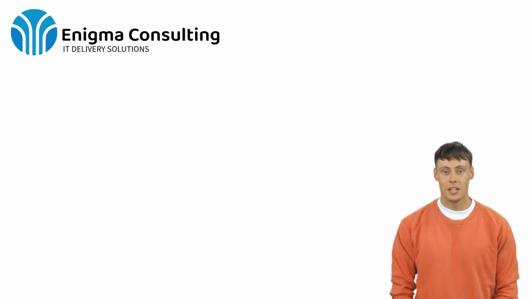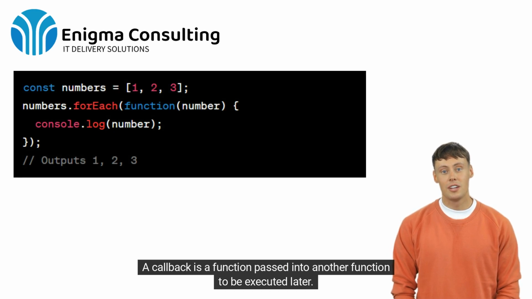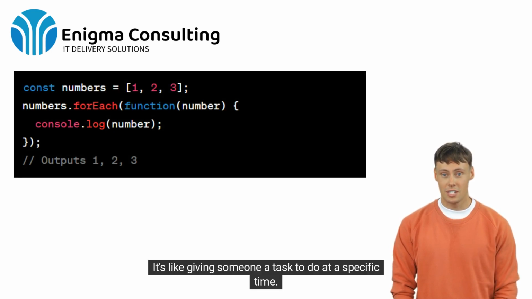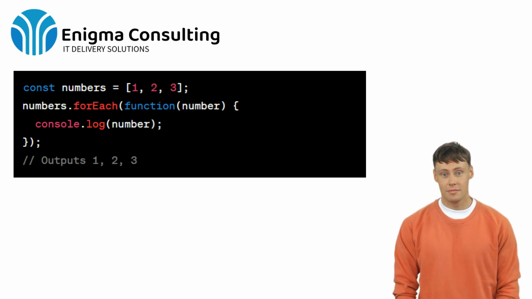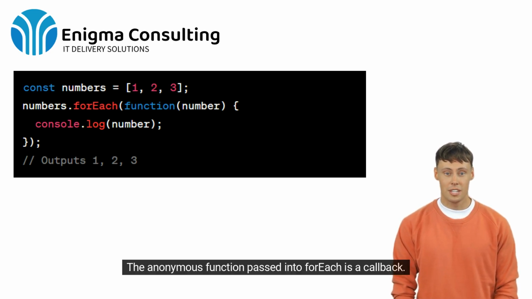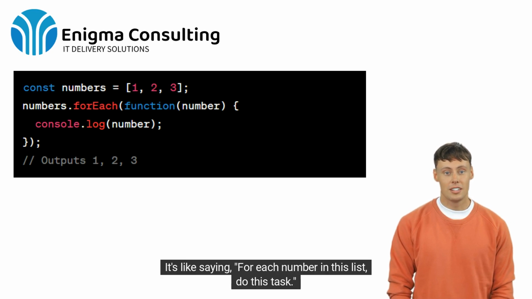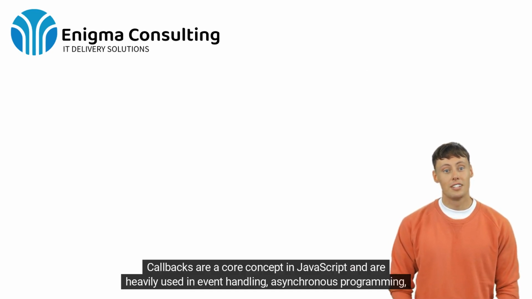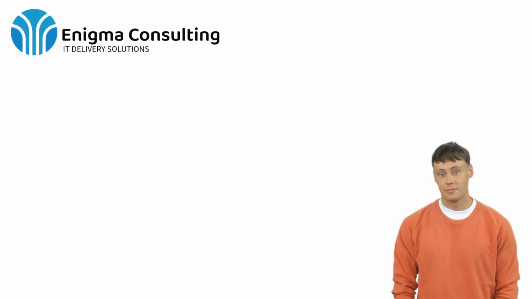Callbacks. A callback is a function passed into another function to be executed later. It's like giving someone a task to do at a specific time. The anonymous function passed into forEach is a callback. It's like saying, for each number in this list, do this task. Callbacks are a core concept in JavaScript and are heavily used in event handling, asynchronous programming, and more.